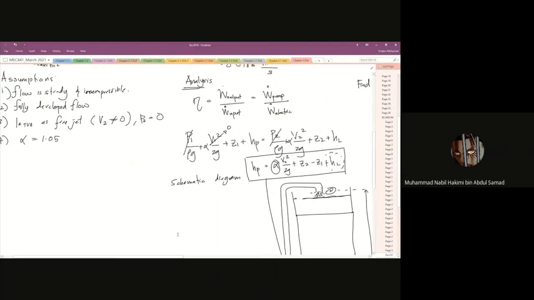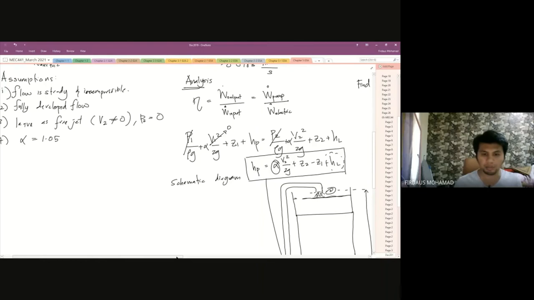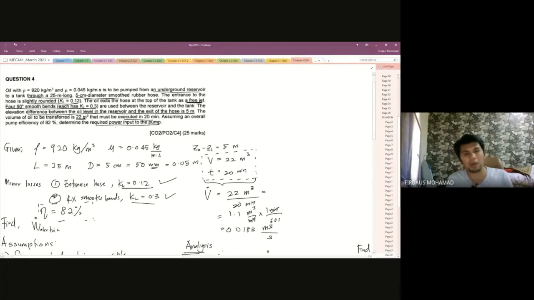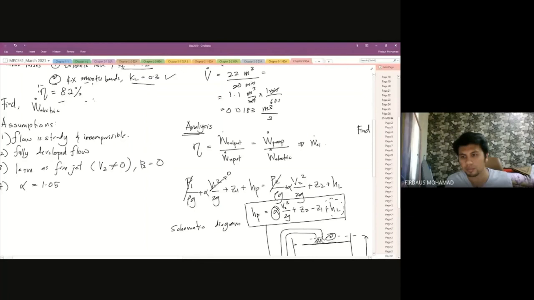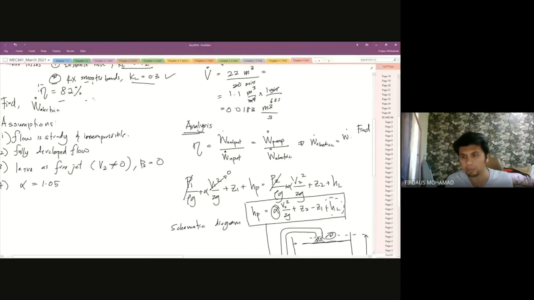Okay, ni W dot electric kan? Input power for the pump. So input power for the pump must be from the electricity. So electric, kita kena cari W dot electric. Macam mana cari W dot electric? Sama dengan W dot pump bagi dengan efisiensi. Efisiensi berapa? 82.